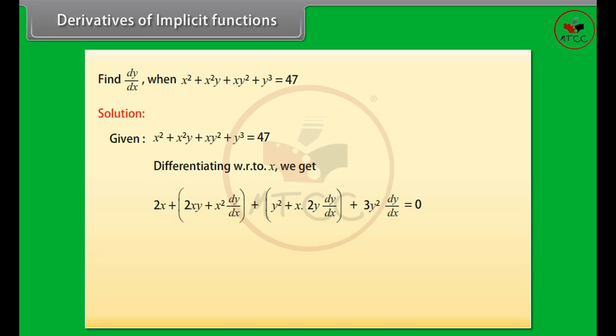Transfer the terms without dy by dx to the right-hand side and taking common dy by dx from the left-hand side, we get dy by dx into x square plus 2 into x into y plus 3 into y square is equal to minus 2 into x minus 2 into x into y minus y square. dy by dx is equal to minus of 2 into x plus 2 into x into y plus y square divided by x square plus 2 into x into y plus 3 into y square.